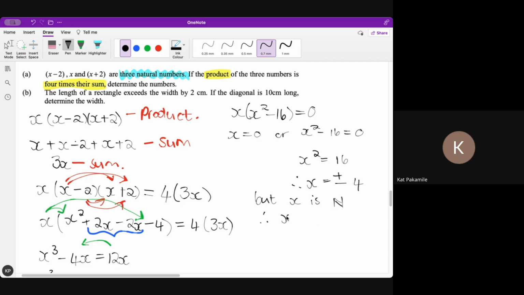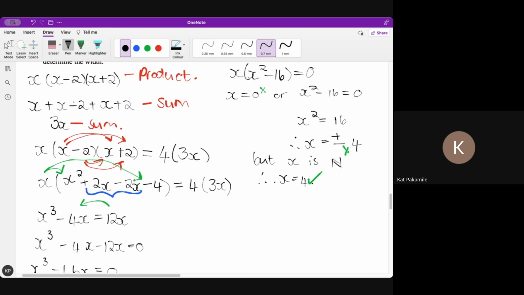Therefore, it can only be 4. Negative 4 is not a natural number. A natural number starts from 1: 1, 2, 3, 4, 5, 6, 7, 8, 9. Do you see? So it cannot be the solution, and it cannot be the negative. So the only right one is a 4. Makes sense? So your first number is a 4.